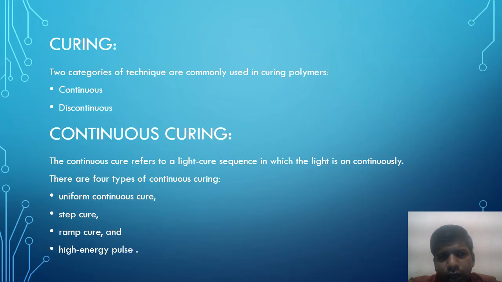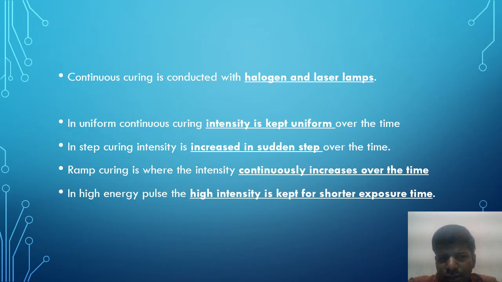Coming to curing, two categories of technique are commonly used in curing polymers: continuous and discontinuous. Continuous curing refers to a light cure sequence in which the light is on continuously. There are four types of continuous curing: uniform continuous cure, step cure, ramp cure, and high energy pulse. Continuous curing is conducted with halogen and laser lamps.